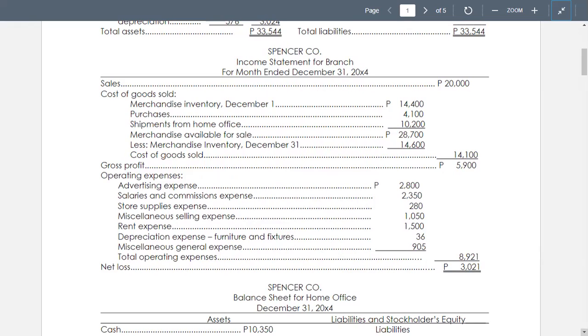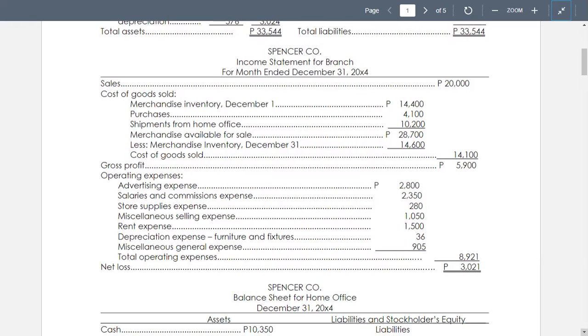So you can merely refer to the debit side of your worksheet. If you already have the worksheet, you only look at the debit side of your branch column for expenses. So just copy your expenses account balances. So that includes your depreciation and miscellaneous. And the total now is 8,921. Take note that the operating expenses exceeded the gross profit.